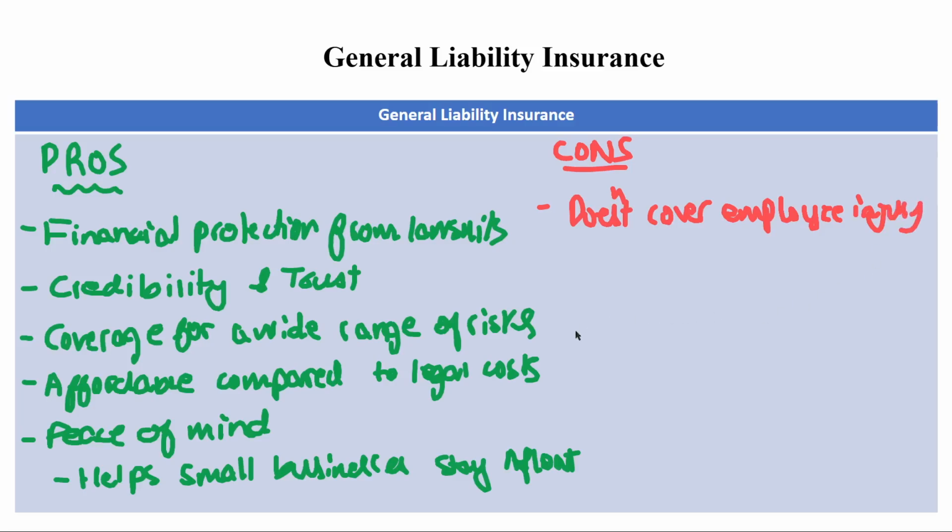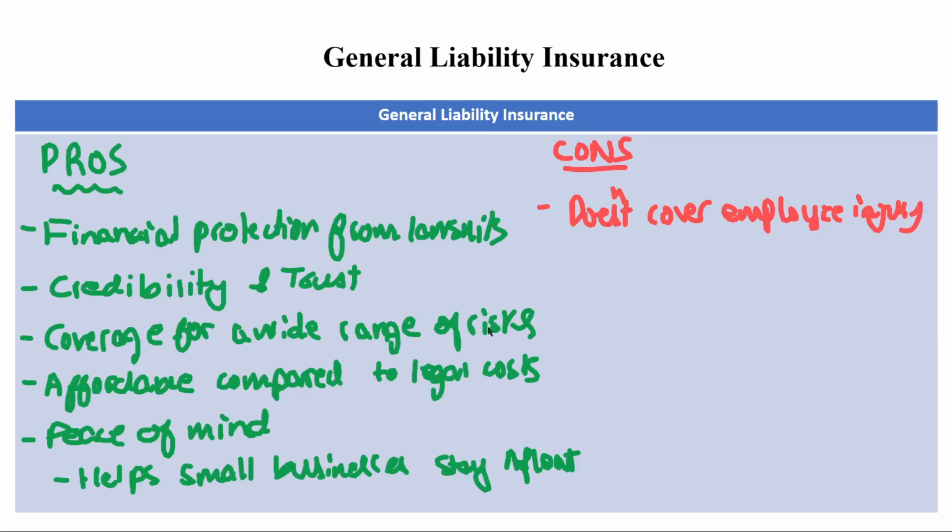While GLI protects against third-party claims, it does not extend to employees who get injured on the job. Businesses need workers' compensation insurance to cover medical expenses and lost wages for employees injured while working. Without this additional coverage, businesses remain vulnerable to costly employee injury claims.